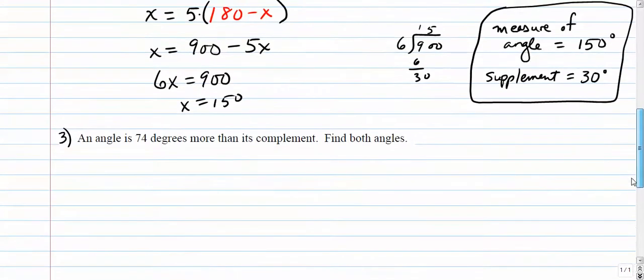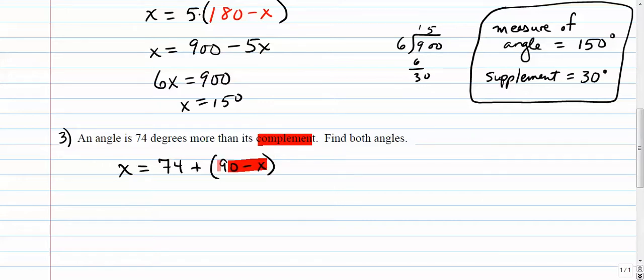Alright, next one. An angle is 74 degrees more than its complement. Just like we had 180 minus x for the word supplement, we can use that same idea for complement, right? It's simple replacement. Wherever you see the word complement in these problems, replace it with 90 minus x. And now we're ready to solve.